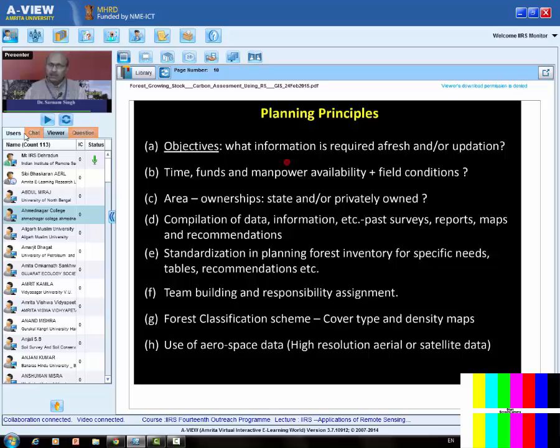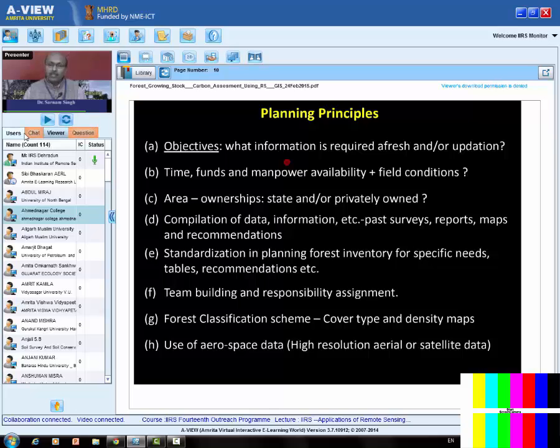Second thing is how much time, funds and manpower is available. And then the field conditions. In many areas, it is very challenging to go to the field, particularly in the remote areas of the Himalayas. The inventorization of the forest is very difficult, because it might take days to reach the site and you might have to camp in very inhospitable conditions to collect the data. Similarly, the area ownership: is it private ownership, public ownership, or government? This is very important to know.